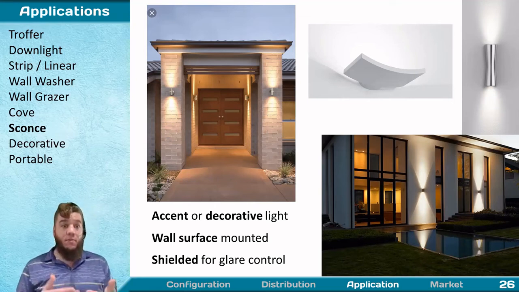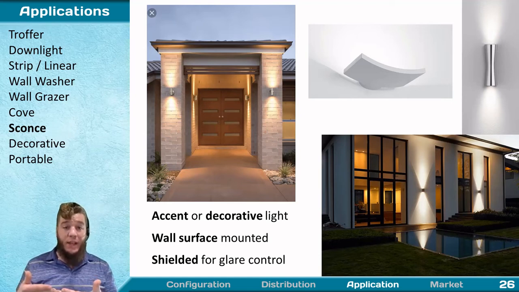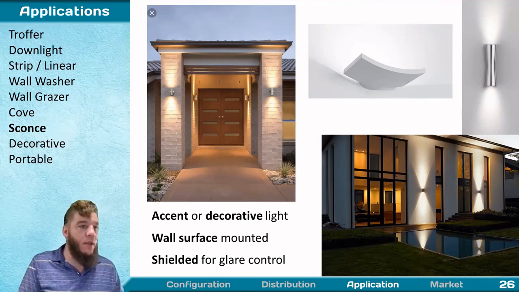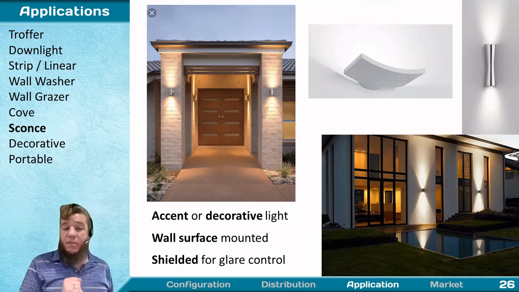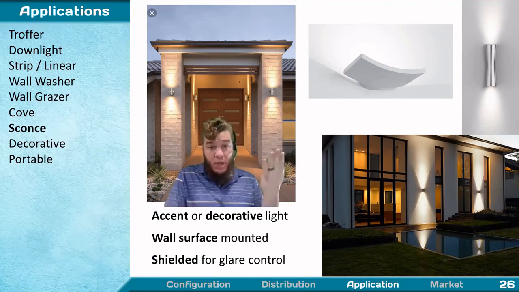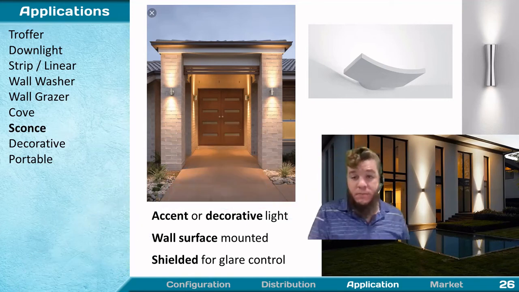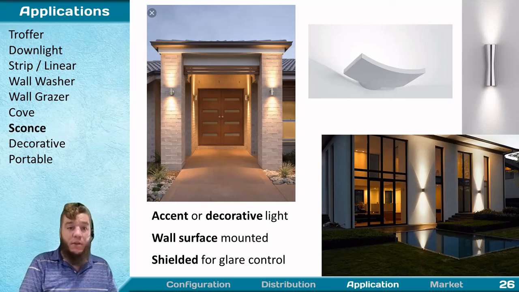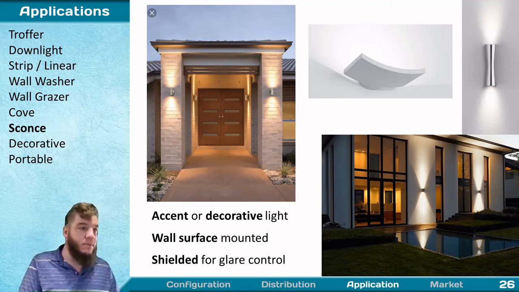Again, bringing us back to the difference between general diffuse and direct indirect. A lot of these are going to be direct indirect, because they're cutting off those glare angles right around 90 degrees vertical. So you definitely care about the shielding to cut off those glare angles. And that's going to give you these kind of nice distributions. You can get them in super narrow distributions or super wide ones, depending on whether you're lighting a column or, for example, a wall. Also, sconces often come with a wide range of decorative finishes so that you can match basically any kind of look or feel that you're going for.